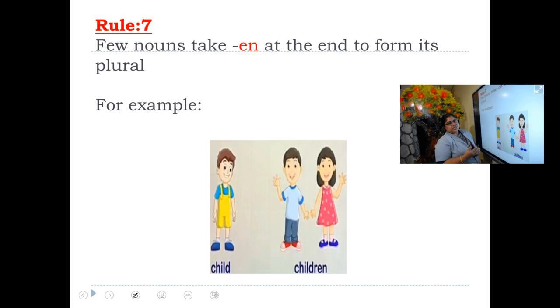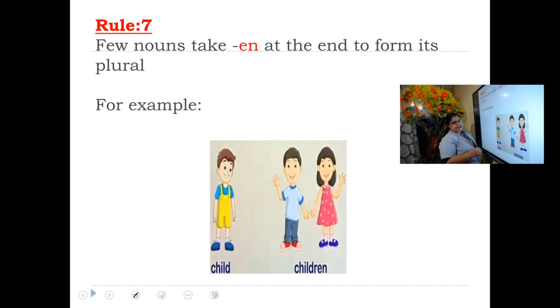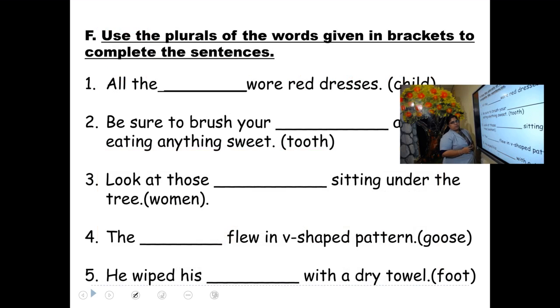For example, child. Child, the plural is children. Look at these words, and some words will be like that. Those words you want to learn by heart. And one more rule is there for us. For some plurals, you don't want to add anything. The same word will come as a plural. Example for that is deer. Deer, plural also deer. You don't want to apply any of your rules here. The same word will come here as a plural.